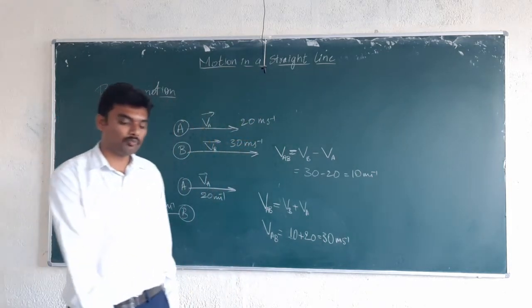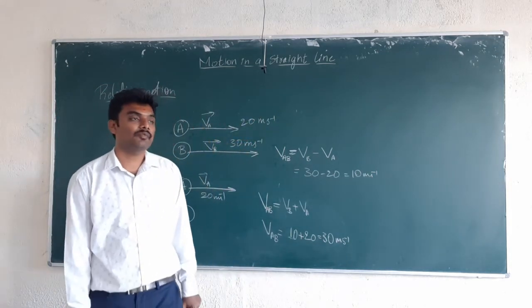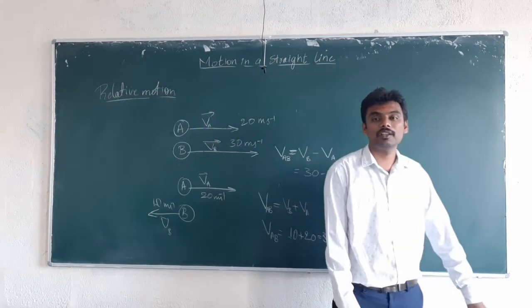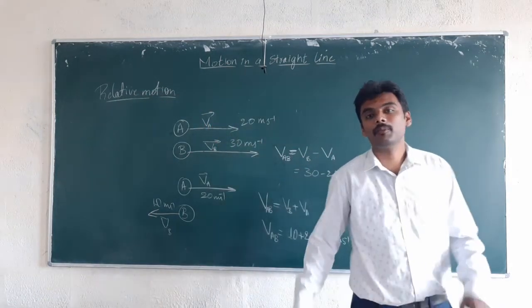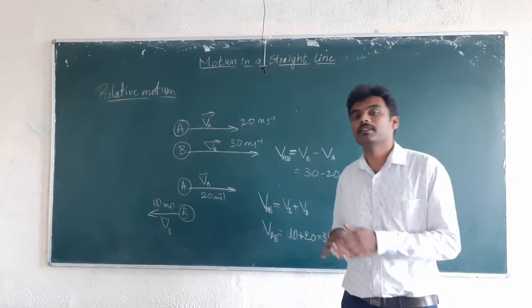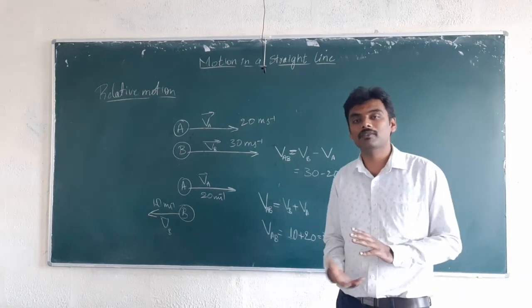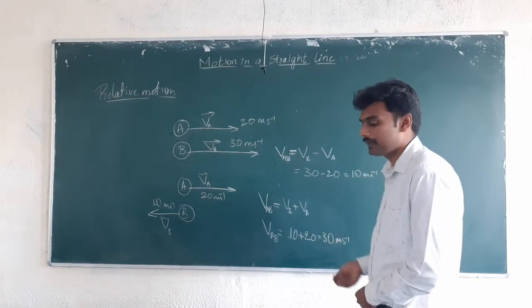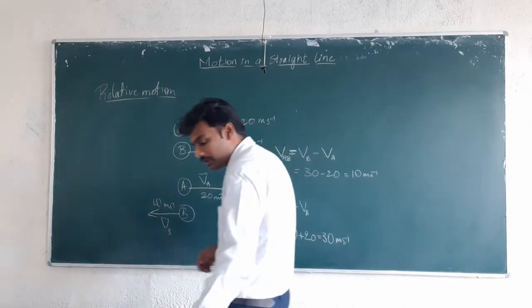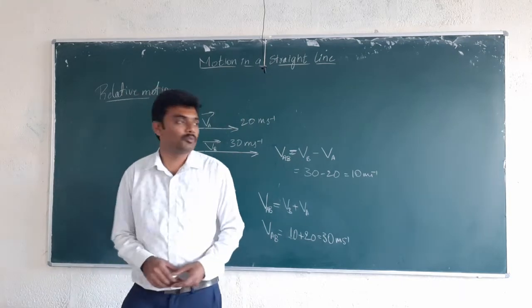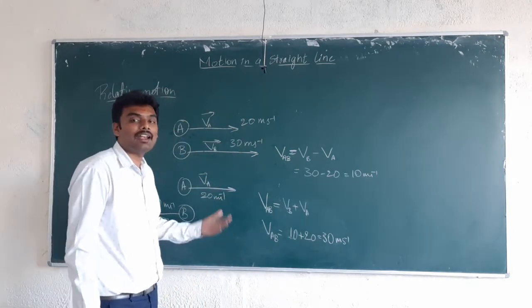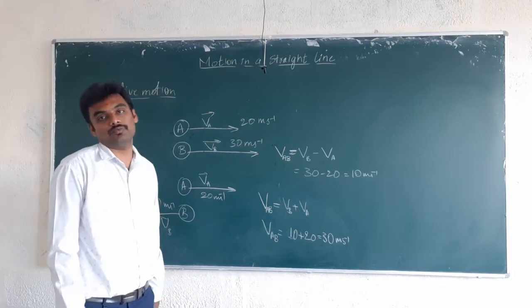So when the bodies move in the opposite direction, the velocities add up to give the relative velocity. When the bodies are moving in the same direction, the velocities subtract with each other to give the relative velocity. And this concept of relative velocity or relative motion can be extended for displacement and acceleration also.